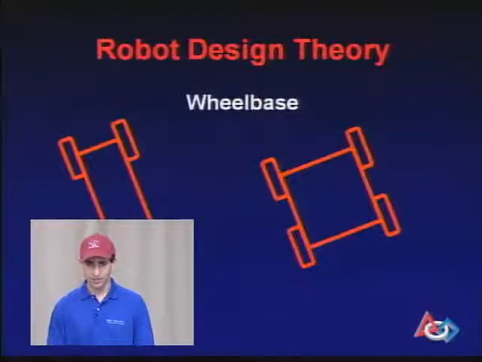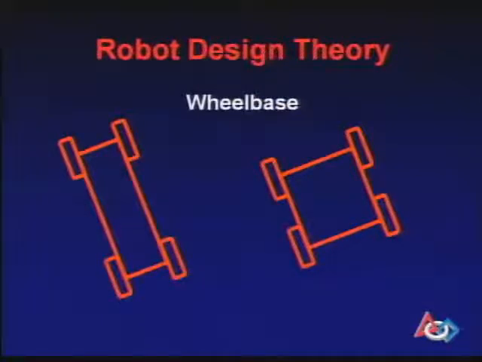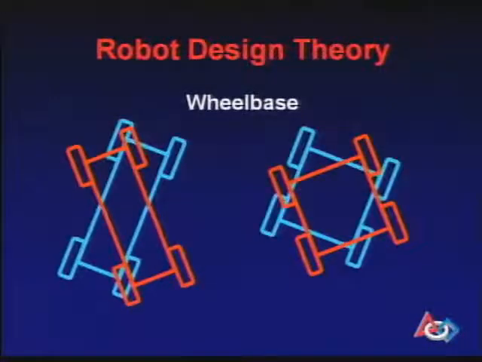Now, one of the main things that affects the trouble you're going to have turning is what's called the wheelbase. And this is basically how far apart your wheels are. Here on screen, I have two boxes on wheels. One's long and skinny, and the other one's kind of the short, fat robot. And we're going to also have these turn from a red position to the blue position.